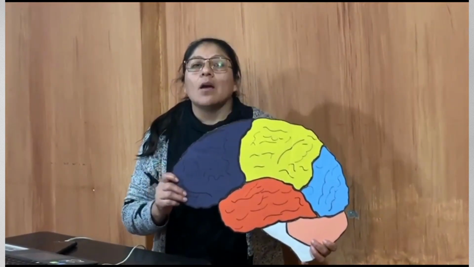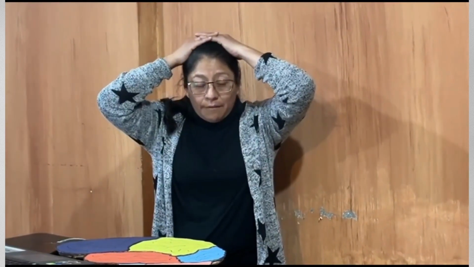Don't forget that. What are the brain lobes? Frontal lobe, temporal lobe, parietal lobe, and occipital lobe. Thank you. This is the basis of language comprehension.